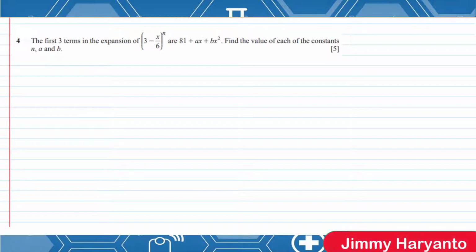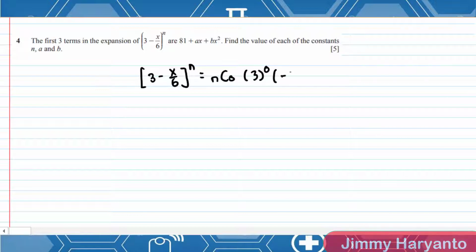Next is number 4. The first 3 terms of this binomial are 81, ax, and bx squared. Find the value of each. Okay, so first I will try to expand this one to the power of n. The first one will be nC0, and then 3 to the power of n, negative x over 6 to the power of 0. Oh, this one is n, this one is 0, it's the other way around. Okay, so plus blah blah blah.